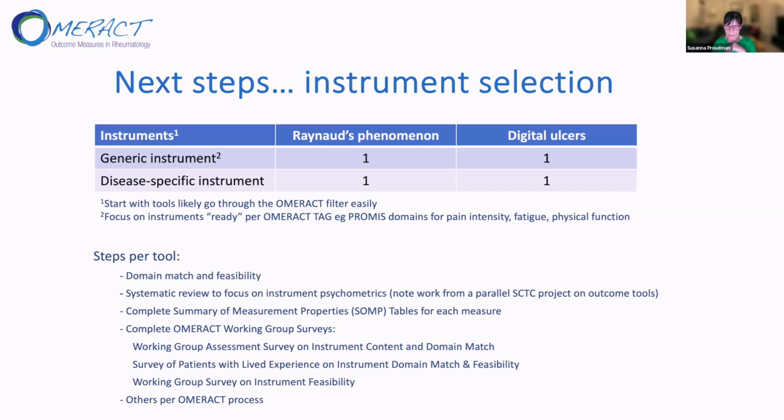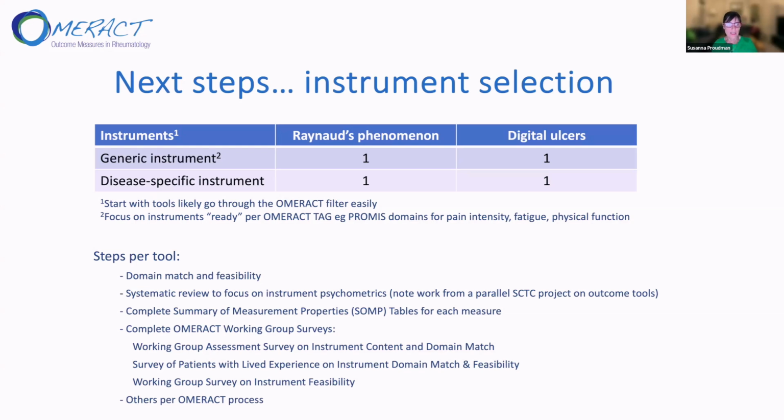Because we're having to run these in parallel, which kind of doubles the workload, we're going to start by looking at generic instruments, perhaps using instruments that have been deemed to be ready already by the OMERACT TAG. So some of the PROMIS domains, such as pain intensity, fatigue, physical function, have already been through an OMERACT process. And the others, ideally a disease-specific instrument, and we'll select those which are more likely to go through the OMERACT filter more easily so that we can try and get this off the ground.